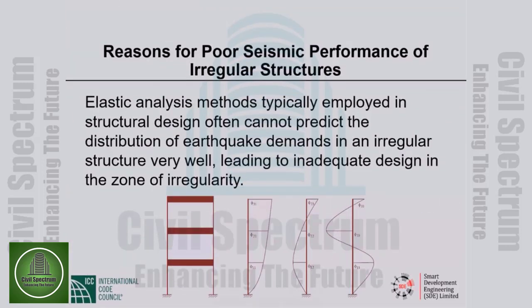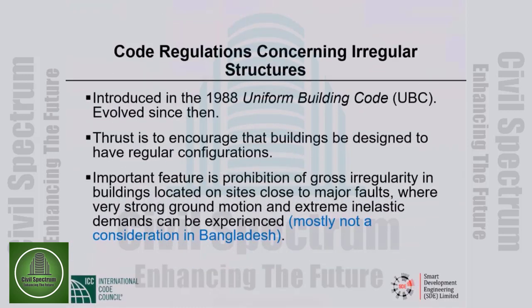So elastic analysis methods typically employed in structural design often cannot predict the distribution of earthquake demands in an irregular structure very well, leading to inadequate design in the zone of irregularity. Okay, now we come to code regulations introduced in 1988 UBC, evolved since then. Thrust, this is important. Thrust is to encourage that buildings be designed to have regular configurations. Our preference is that you stay away from irregularity, not that we design for irregularity.